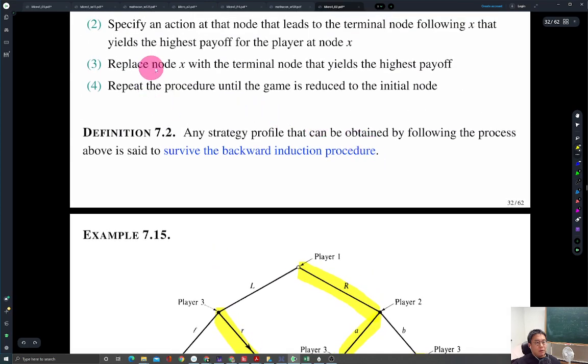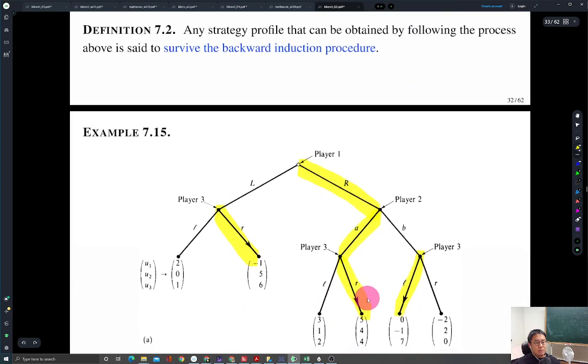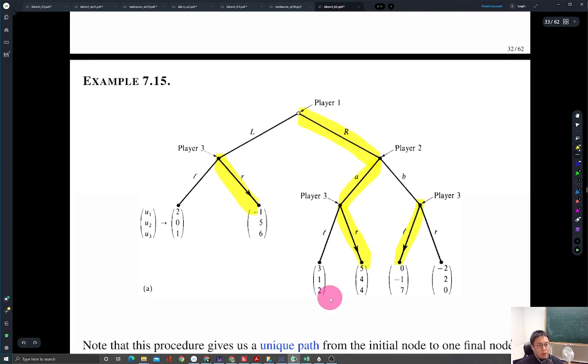Okay, so we repeat this procedure until the game is reduced to the initial node, like this. And then we say a strategy profile that survives this procedure is called backward induction. So we say that any strategy profile that can be obtained by this process is said to survive the backward induction procedure. So the strategy profile that survives the backward induction procedure in this example is going to be, for player 1, to choose action R.